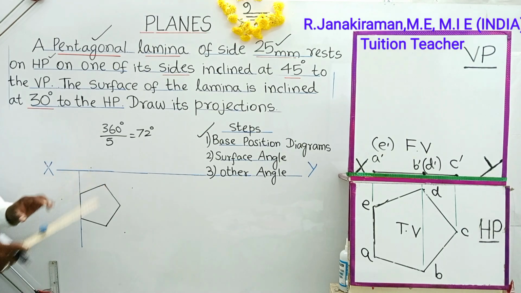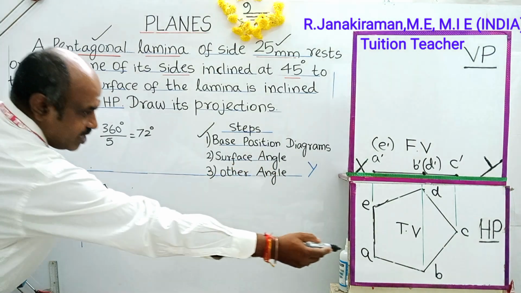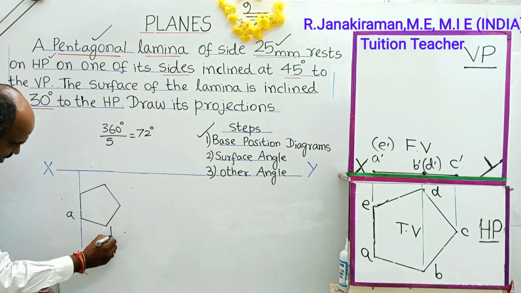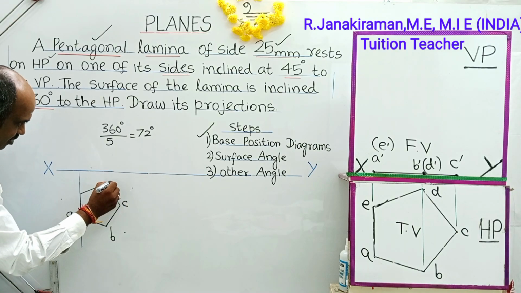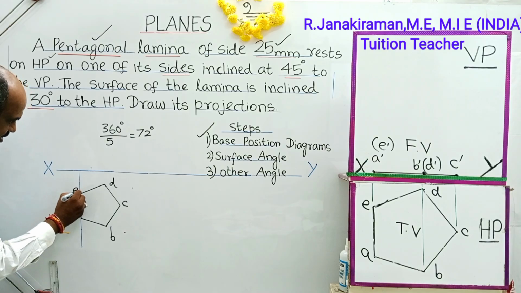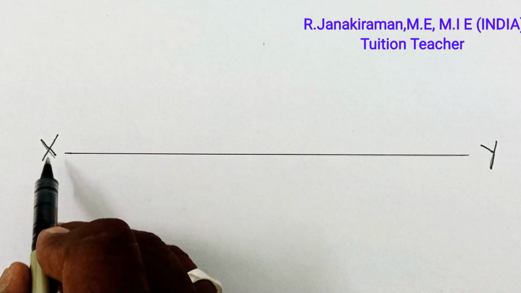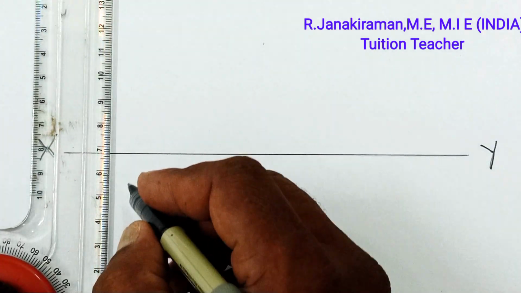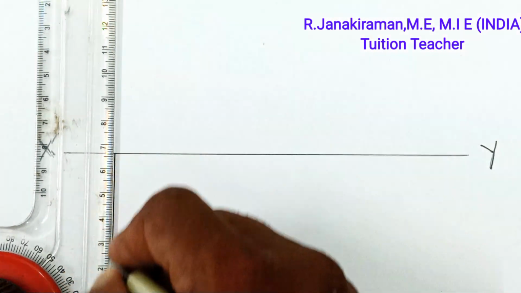Okay, so this is the diagram. This point is A. The same is represented as A. This will be B, C, D, and this point is E. First, you draw one XY line called the reference line. Perpendicular to the XY line, draw one reference line.